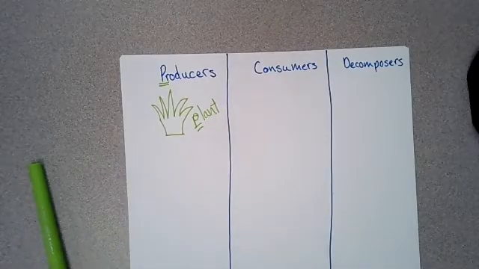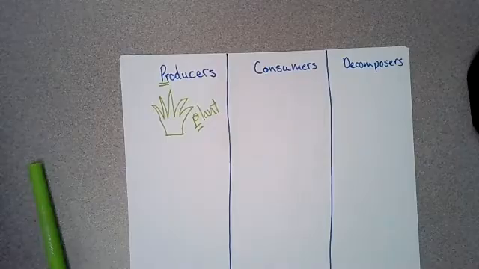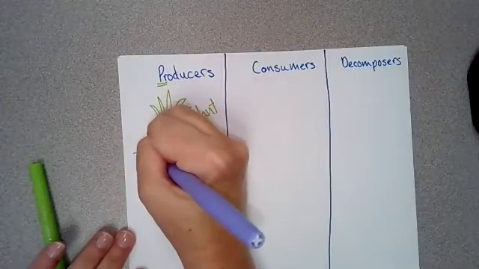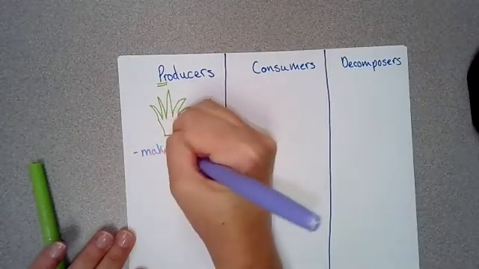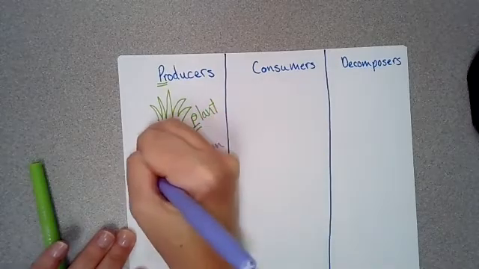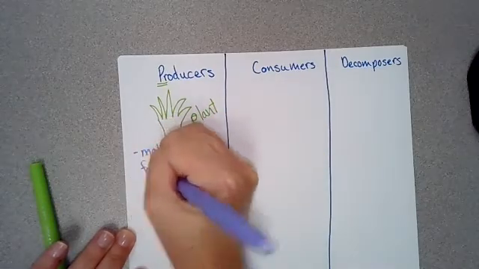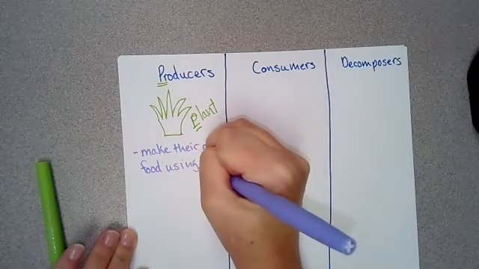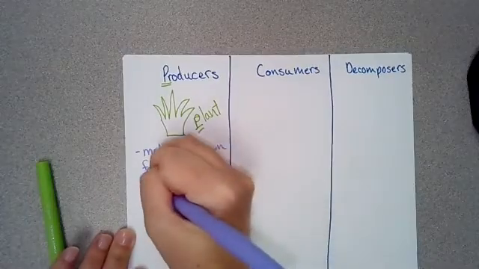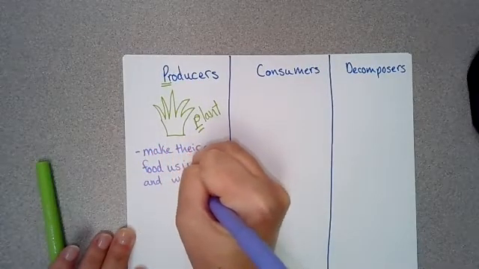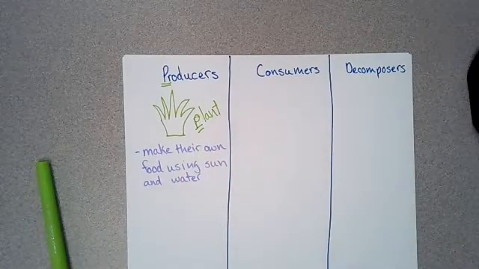All right, so what are producers? Producers make their own food using sunlight and water. Write this down. They make their own food using sun and water. Okay, so a plant doesn't have to run out to the grocery store.